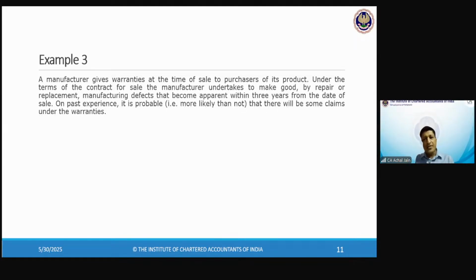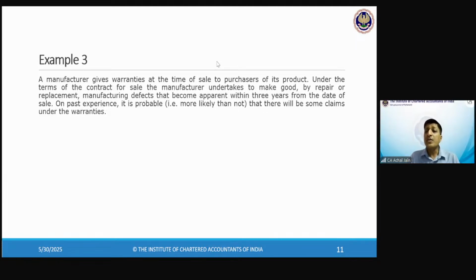I think we have already discussed this. What do you do in this case? Tell me quickly. Create a provision. Very good. Tanisha, Prem, Rohan, they are saying create a provision.